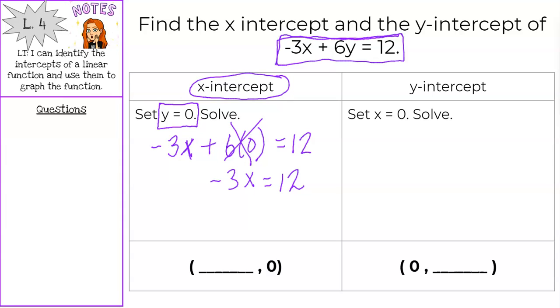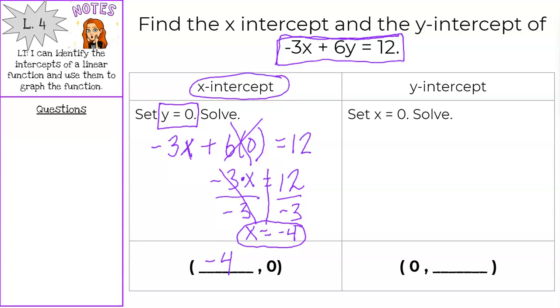Negative 3x is negative 3 times x. To undo that times, we're going to divide by negative 3. Negative 3 divided by negative 3 leaves us with x equals 12 divided by negative 3, which is negative 4. So our x-intercept is negative 4.